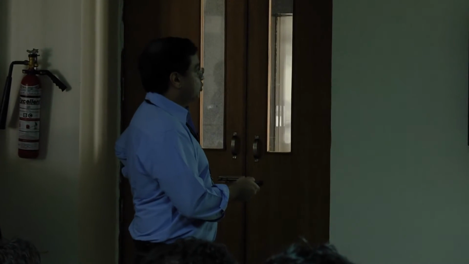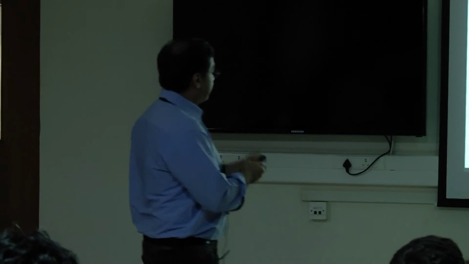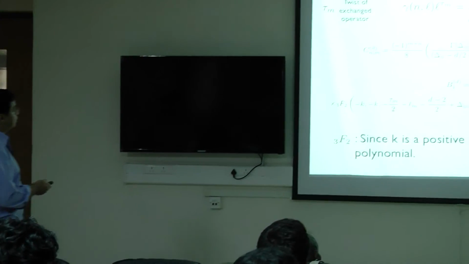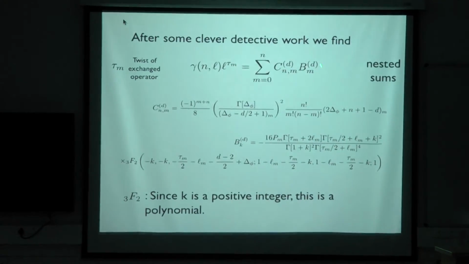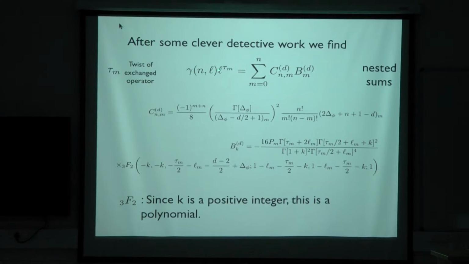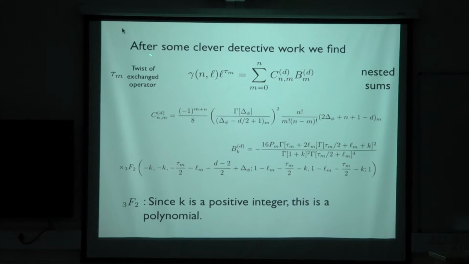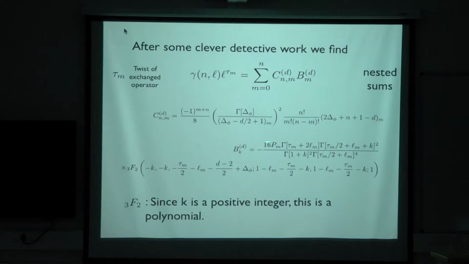If you look at the Bootstrap equation, you'll get a recursion relation for the anomalous dimension, and it turns out that you can actually invert the recursion relation, and you'll get an equation for the anomalous dimension which takes on this form. It's the anomalous dimension times spin to the power of the twist of the exchange operator in the S channel. The C's and B's look a bit ugly.